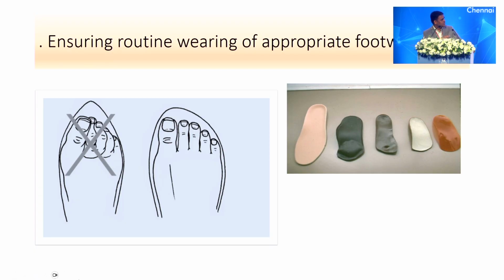So I just showed these things. The footwear is supposed to have a toe box. It should not be very narrow, pointed shoes. Even if you like to wear narrow pointed shoes, they are also supposed to have some toe box. Like that you have to customize your footwear, and you can use appropriate insoles based on the deformity of the foot.